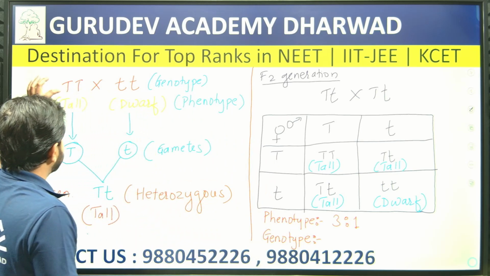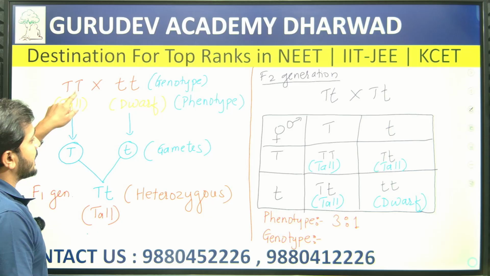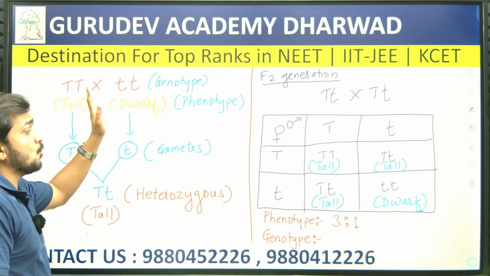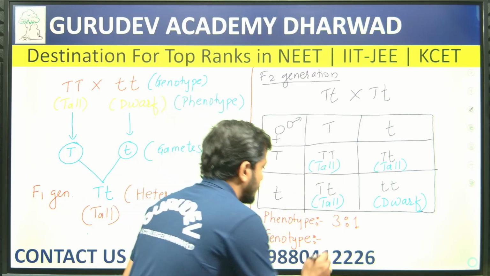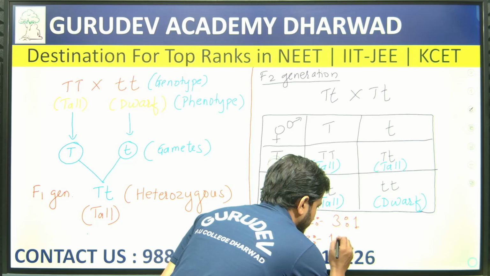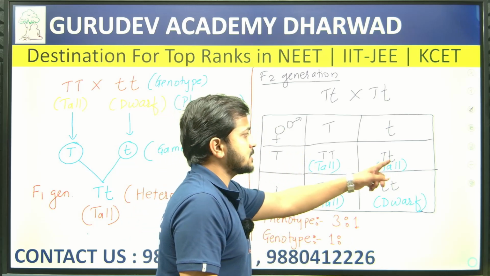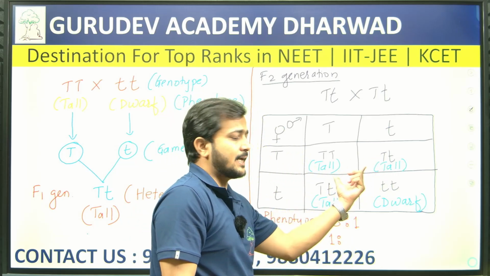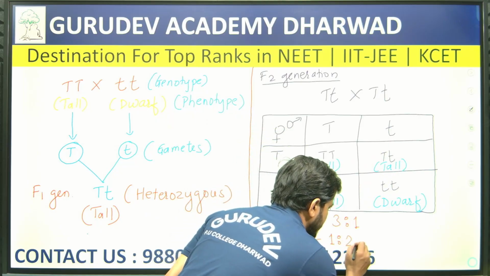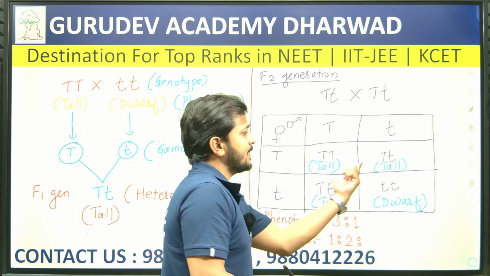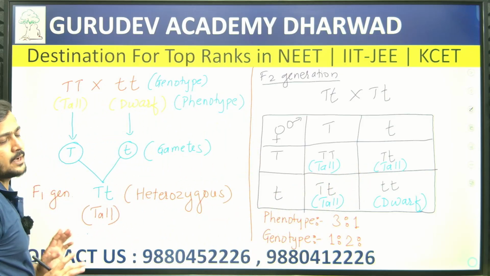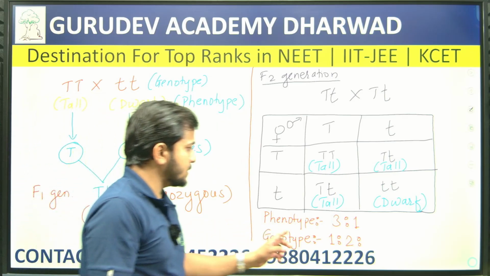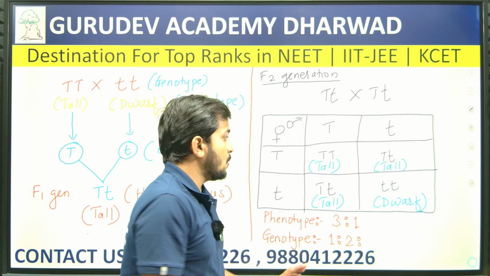Now, if I consider this tall, capital T, capital T, the homozygous form, how many of them are there? Only one. So I'll represent it as one, right? Then capital T, small t, how many of them are there? The heterozygous condition, two. Why did this heterozygous condition arise? It arose when the F1 generation was formed, right? So the ratio is 1 is to 2 is to 1.